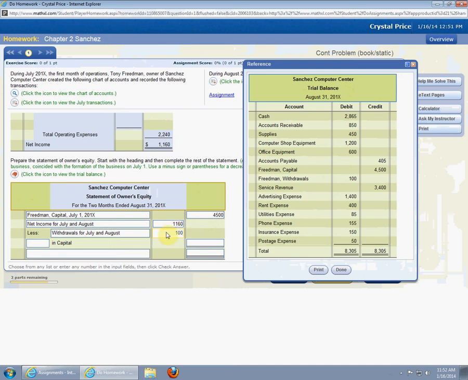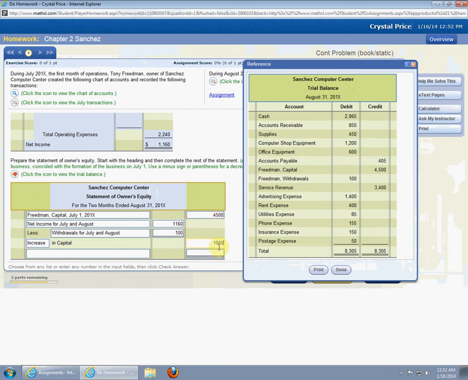Now you're going to look at these two amounts here, and our net income was larger than our withdrawals. So are we having an increase in capital or a decrease in capital? An increase. So we want to show an increase in capital, and the amount will be, you subtract the $100 from the $1,160, and so the increase to capital is $1,060.